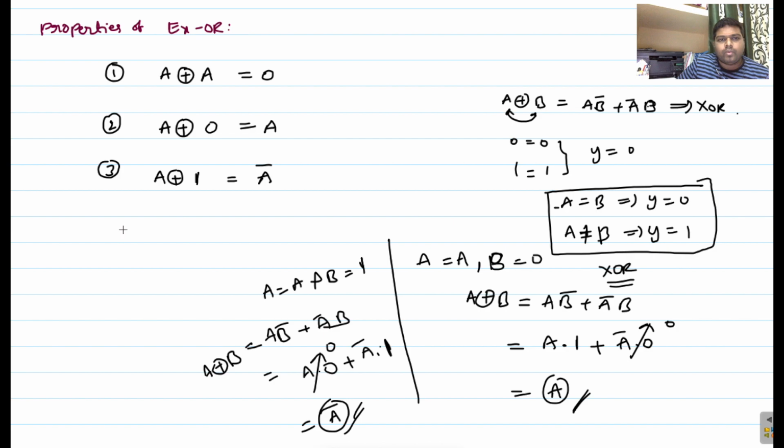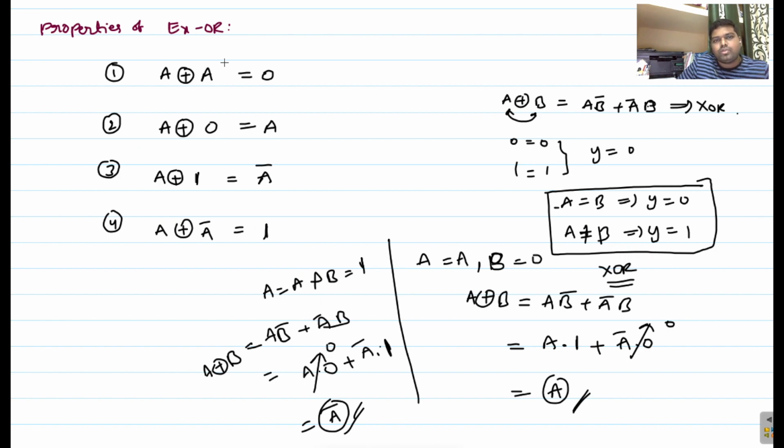A bar. Next, A XOR A bar. Both the inputs are different, here A and here A bar. So then what you will get? Both the inputs are different means A not equals to B, then the output will become 1. So Y equals what? 1. If you have a doubt about these two, you can simplify like this. Then finally you will get this 1 only. So you can follow this method also.